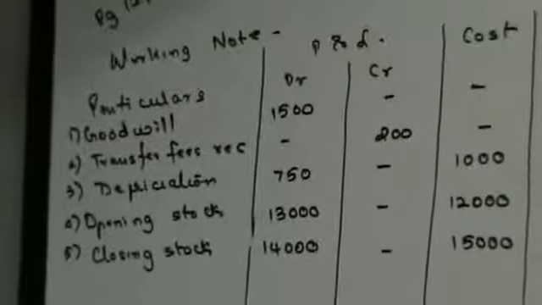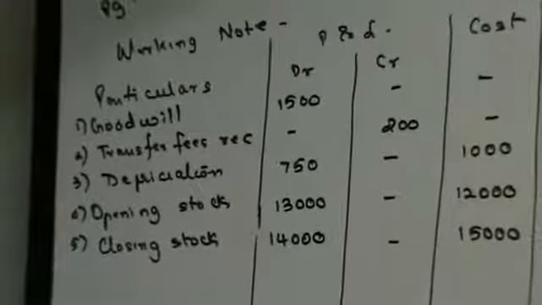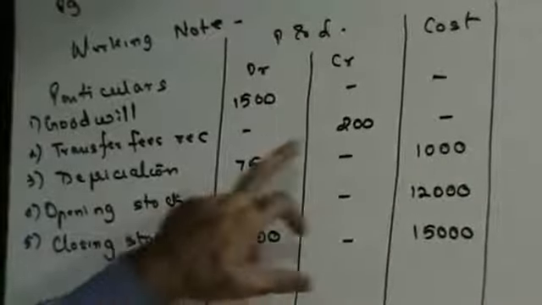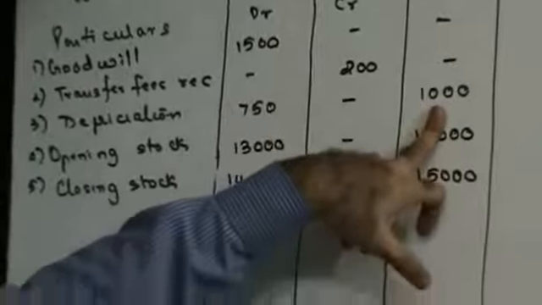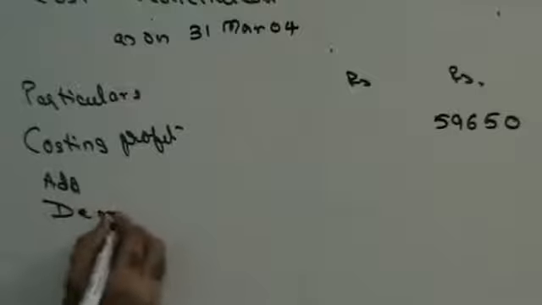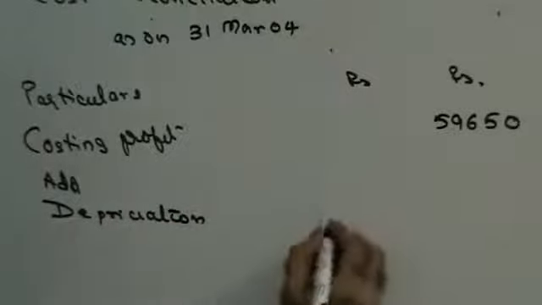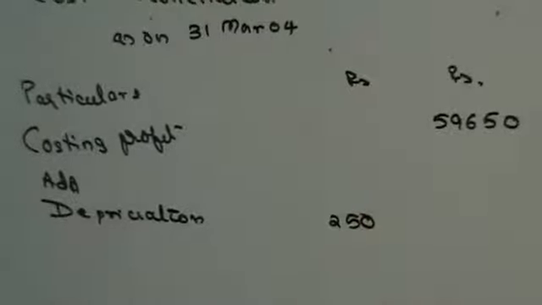Next, we'll first see the debit side entries. Let's look at depreciation. Depreciation is 1000 in cost accounts, 750 in financial account. It is more. More is more. Since it is more, it will go in add column. What will be the amount that will go there? The amount that will go there is going to be 250, the difference between the two.